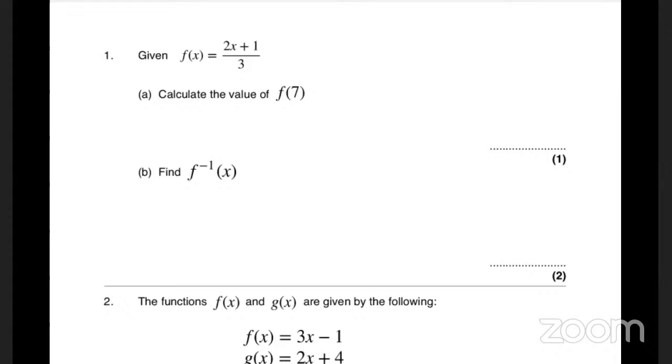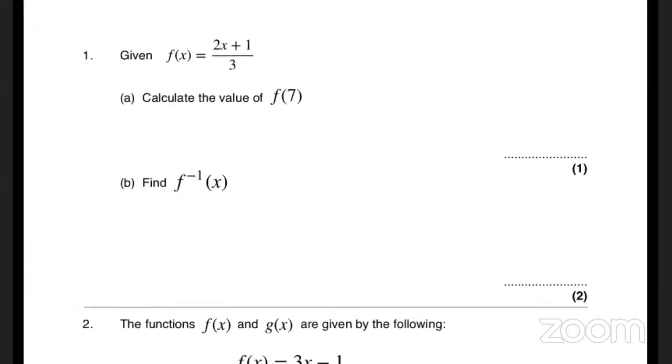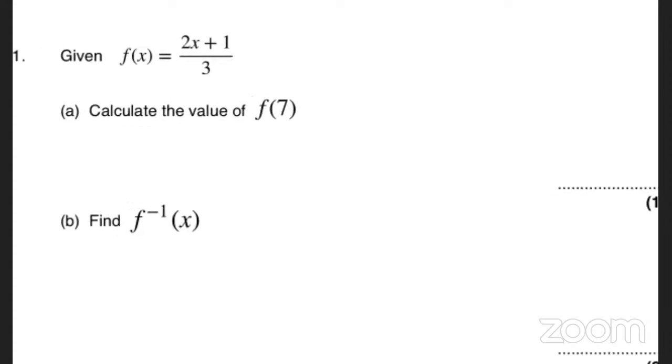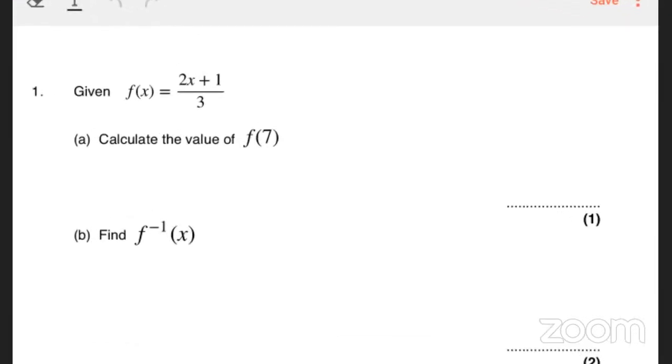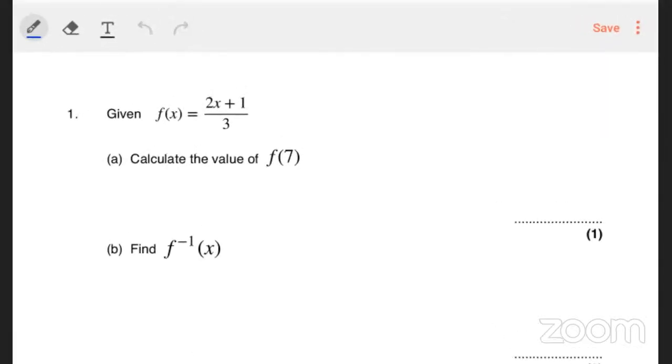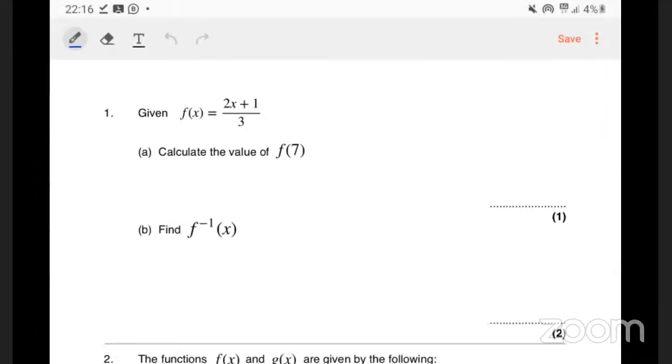The first question here is, given f of x equal to 2x plus 1 divided by 3, calculate the value of f7. In calculating the value of f7, what you realize is that up here we have f of x, and down here we have f7. Where there was an x, there's now a 7.